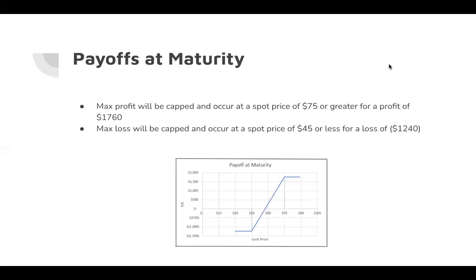So the payoffs at maturity: the max profit will be capped, and this will occur at a spot price of 75 or greater for a total profit of $1,760. And max loss will be capped and occur at a spot price of 45 or less at $1,240.